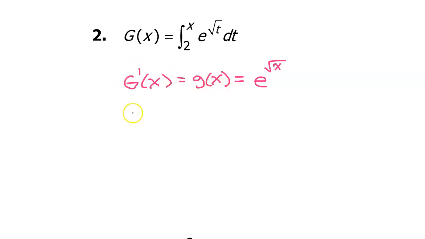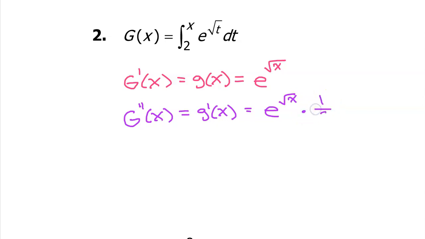Anyway, now we need to find the second derivative, so g double prime, which will be g prime. So I just need to take the derivative of this. We know that the derivative of e to the something is e to the something. However, we have to do the chain rule. So this is x to the 1/2 power. So when I do the chain rule, I'm going to have times 1/2 x to the negative 1/2 power.